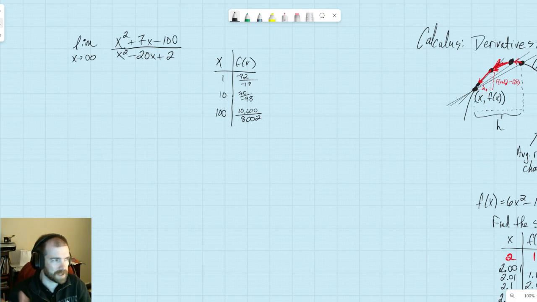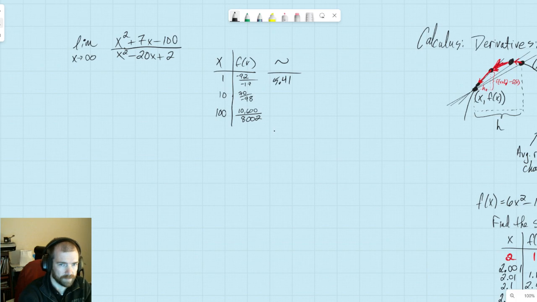Right, so what do we notice about these numbers? This is going to be 92 over 17, which is about 5.41. 70 over 98 is going to be negative 0.71. And 10,600 divided by 8,002 is going to end up being 1.3246. Gets more stuff after that, but nonetheless.